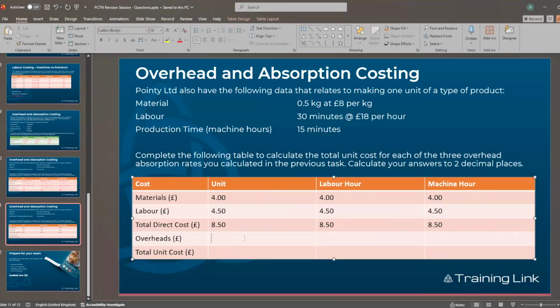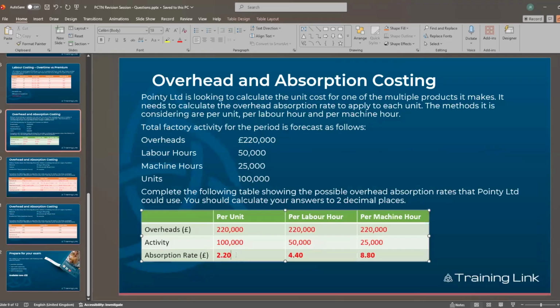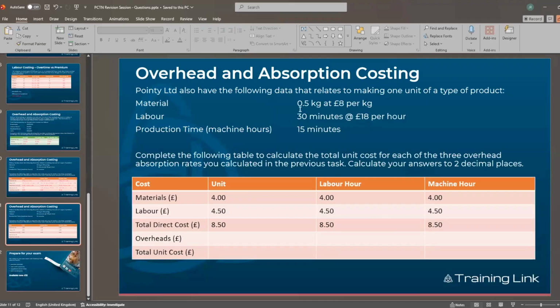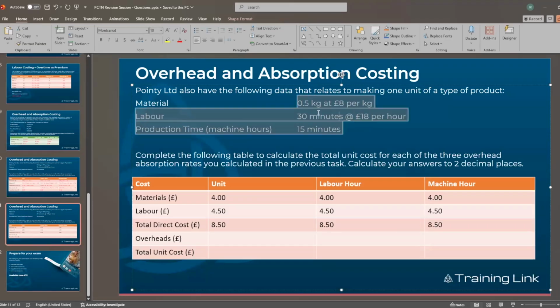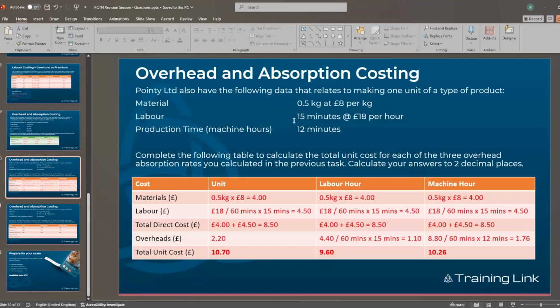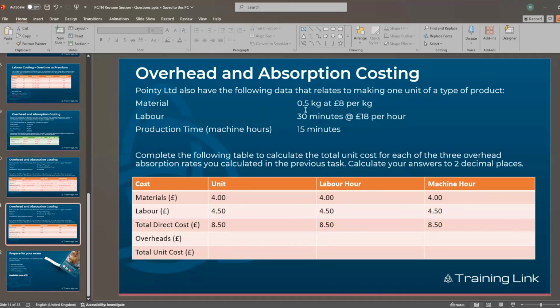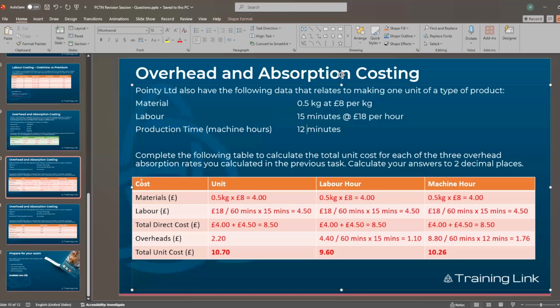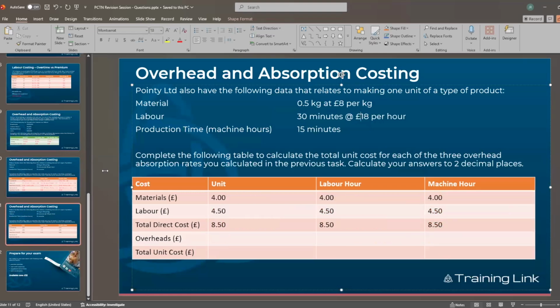We're still going to use our same overheads here of £2.20. We can see the pattern that's happened here: our activity has halved each time, and our absorption rate has doubled each time. When we factor that into how the information is given in the scenario, that's where we see these match up. All I've done is change the labour from 15 minutes to 30 minutes, and change the production time from 12 minutes to 15. Everything else is still the same.